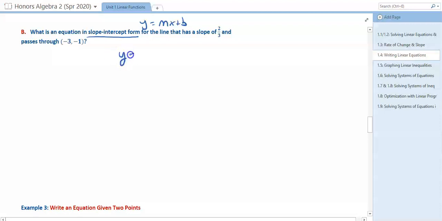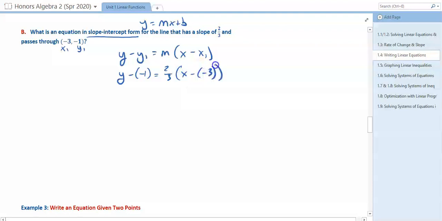So we're going to start in point slope form because, again, that is the easier way to start when you're given a point and the slope. So y minus, so this is our x1, y1. So y minus -1 is equal to 2/3 x minus -3. And so y plus 1 is equal to 2/3 x plus 3. Make sure you get your signs right.